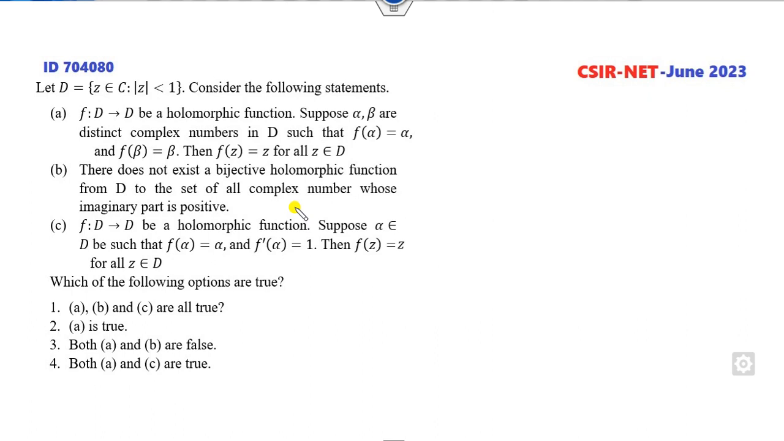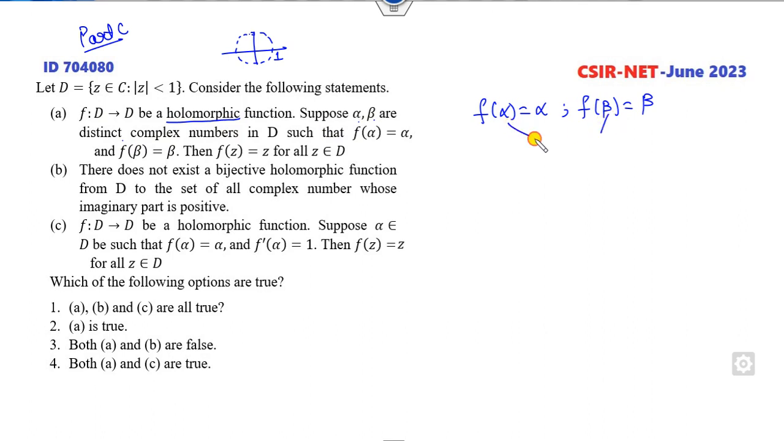Okay, look at another one which is related to part C, paper ID 40. What is given to you? D is my domain, the unit circle of radius 1. Consider the following statements A, B, C. f is my holomorphic function. Alpha and beta are my distinct roots such that f of alpha equals alpha and f of beta equals beta, where alpha and beta are my distinct roots.